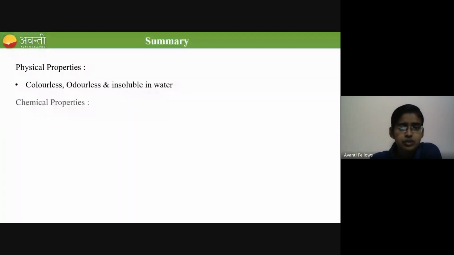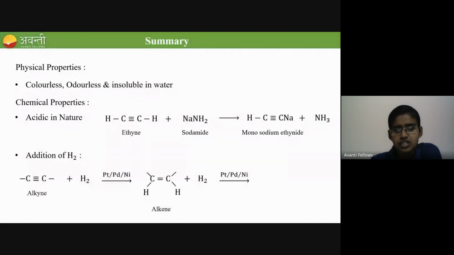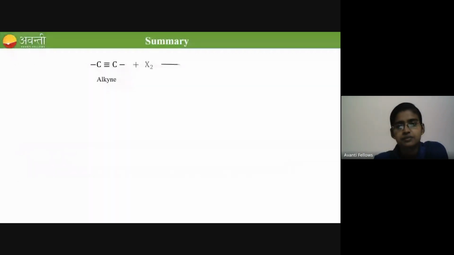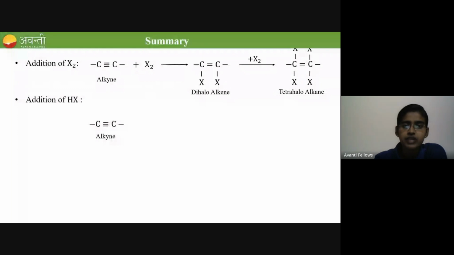And coming to the chemical properties, they are acidic in nature. Why are they acidic in nature? Because the electronegativity of the triple bonded carbon is more. Okay, that's why they are acidic in nature. And they react with sodamide to form ammonia and sodium ethanide also. And next we have seen the addition of H2. Addition of H2 leads to the formation of alkane, right? And addition of halogen leads to the formation of tetrahaloalkane. And addition of HX leads to the formation of, here it should be a single bond, okay? It is not a double bond, it is a single bond.